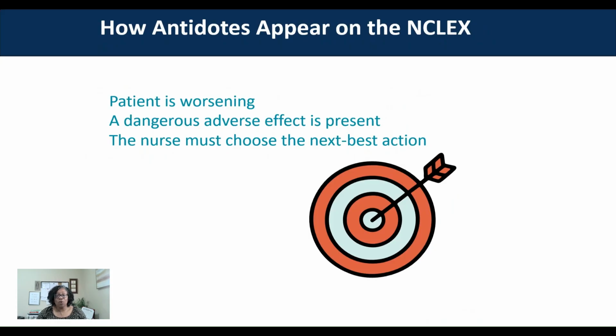Now, an antidote or reversal agent is a medication used to counteract the dangerous effects of another drug. But on the NCLEX, antidotes are almost never asked as, what is the antidote of this medication? So, like, what is the antidote of an opioid? They never ask it like that. Instead, antidotes appear when a patient is worsening, a dangerous adverse effect is occurring, so the nurse must act quickly. So, the NCLEX is not testing your memory, it's testing your recognition, your urgency, and judgment.